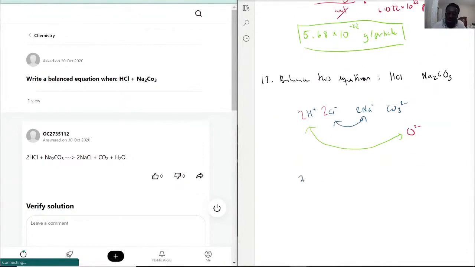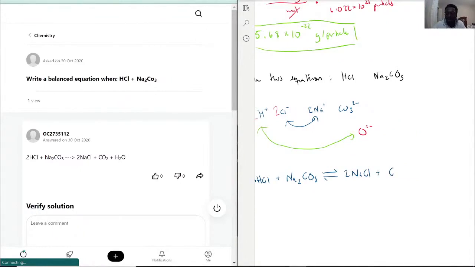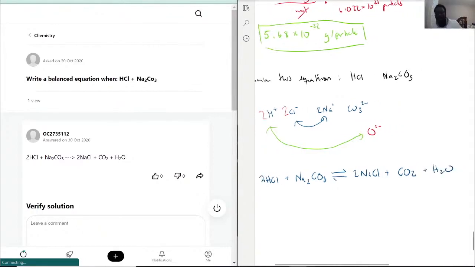So now with that being said, as a final formula we have 2HCl plus Na2CO3 turns into, okay, 2NaCl, plus CO2 as the picture says, plus H2O. And you will see that everything is actually perfectly balanced in here, okay?